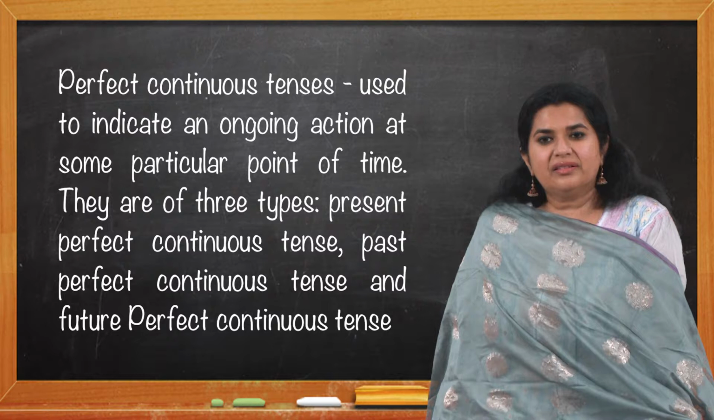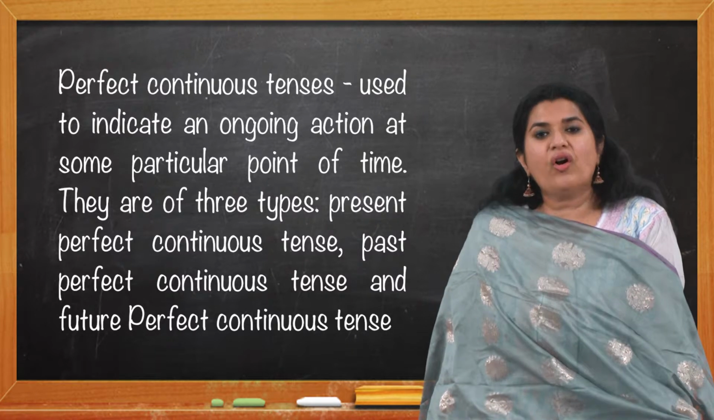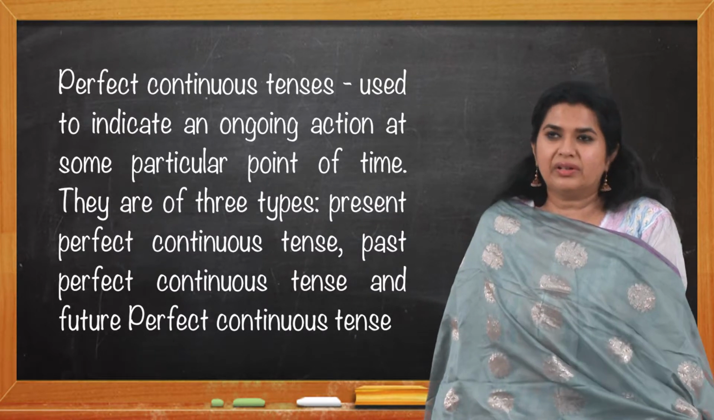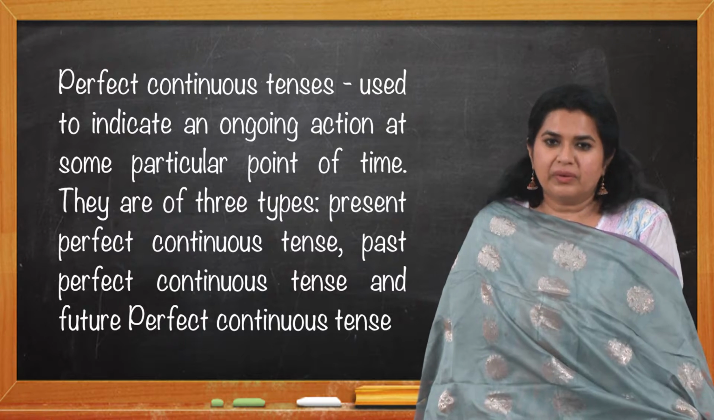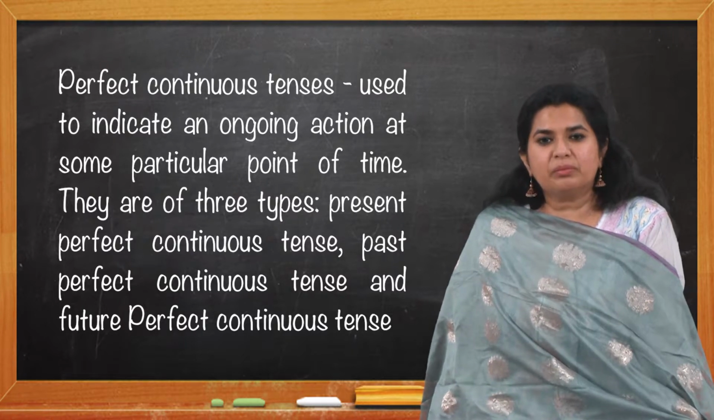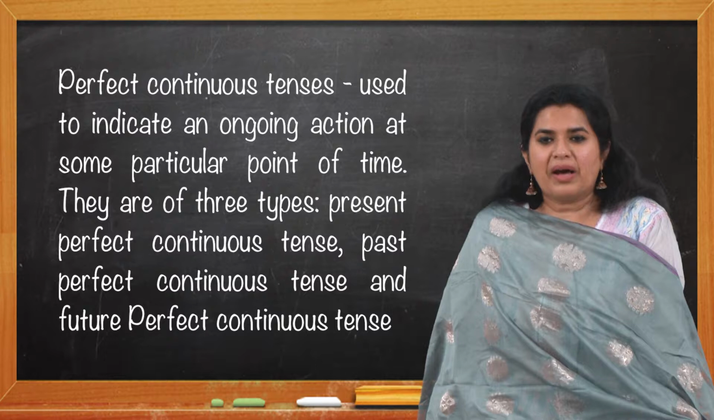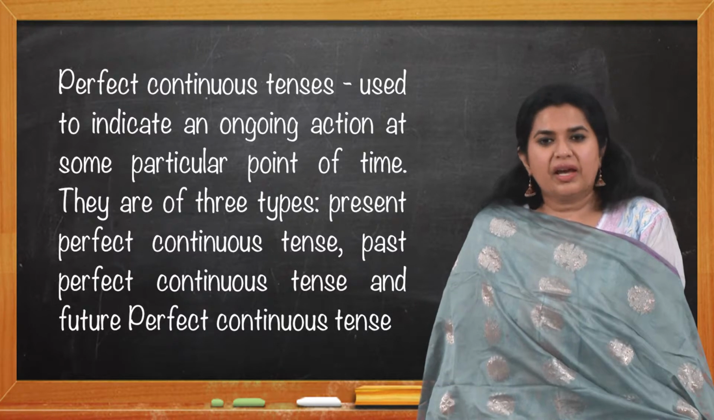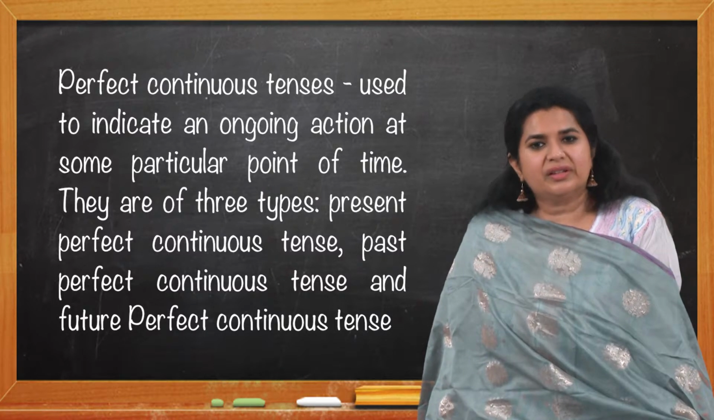Perfect continuous tense is used to indicate an ongoing action at some particular point of time. They are of three types: present perfect continuous tense, past perfect continuous tense and future perfect continuous tense.